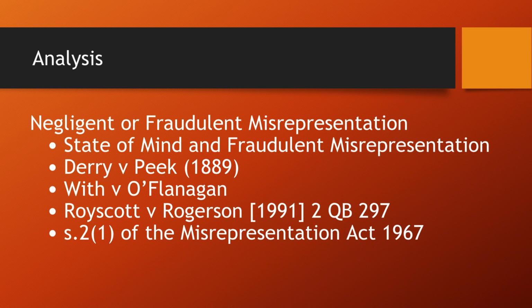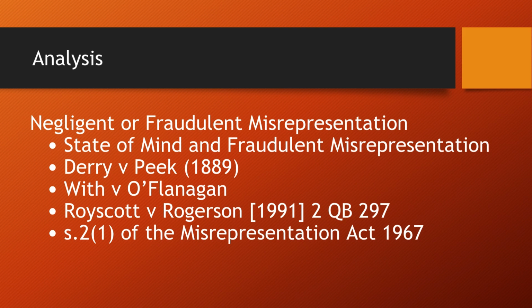Alternatively, if Boris' assurance was negligent, Section 2(1) of the Misrepresentation Act 1967 allows for liability without proof of intent to deceive. Under Royscot v Rogerson (1991), damages for negligent misrepresentation under Section 2(1) are assessed as if the statement were fraudulent, allowing Carey to claim a broad range of damages.